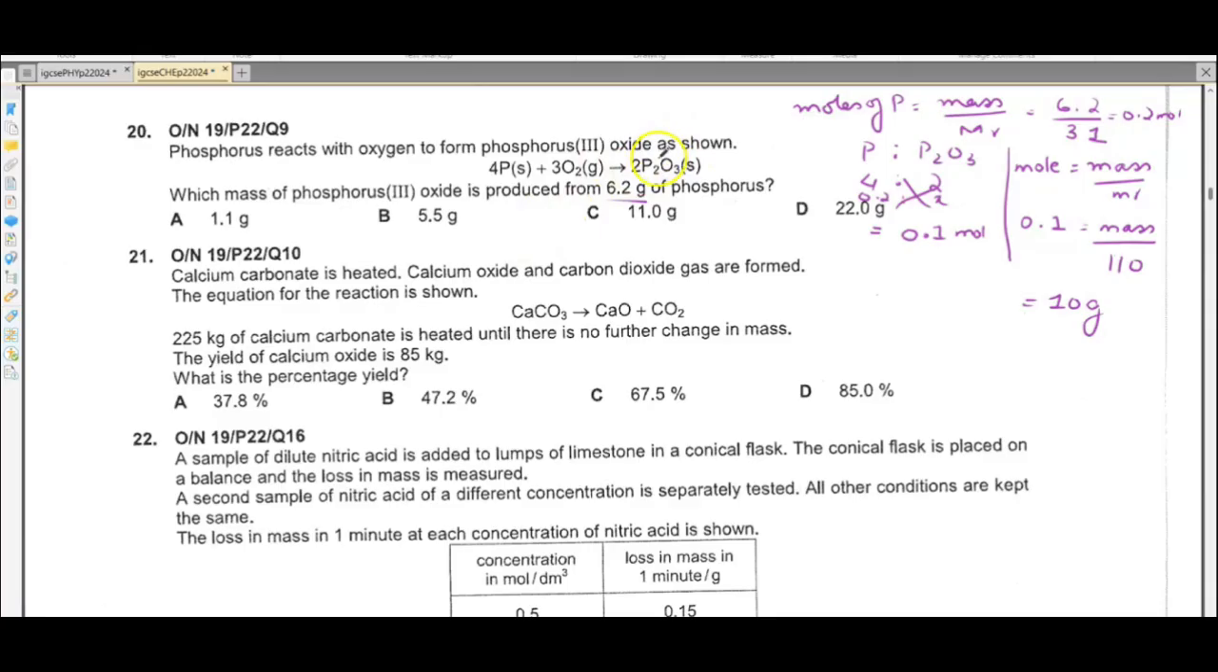ठीक हो गया? So it's going to be rounded off to, I think 11 ही बन रहा है. There was some issue with my calculator. So I've calculated it again to be 11 grams.